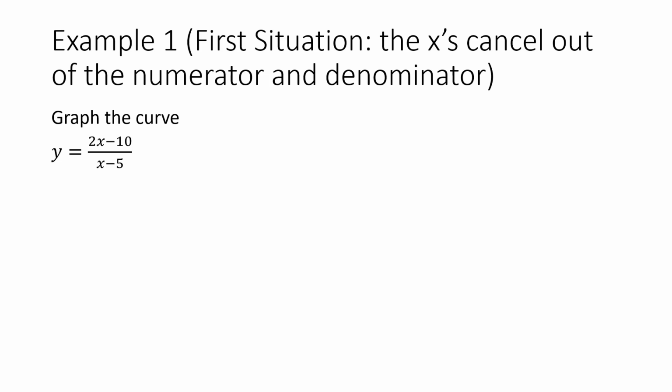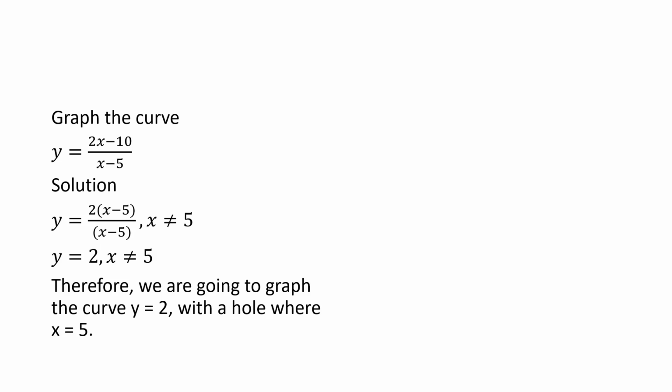So, example 1, suppose the x's cancel out of the numerator and denominator. An example of this would be if we wanted to graph the curve y equals 2x minus 10 over x minus 5. Well, we can factor out the 2, and then we're left with 2 times the quantity x minus 5 over x minus 5. When those cancel out, we see we have y equals 2. So basically, we're just going to graph y equals 2.